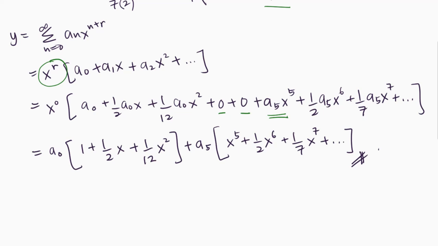So here you just need to factorize a0 out and a5. We have a0 in bracket 1 plus 1 over 2 x plus 1 over 12 x squared. It ends here because after this you will continue for a5. So plus a5 x to the power of 5, and then 1 over 2 x to the power of 6, 1 over 7 x to the power of 7 plus until infinity. That's it for case 3a.